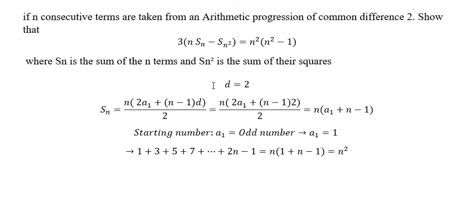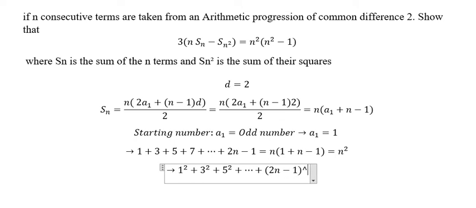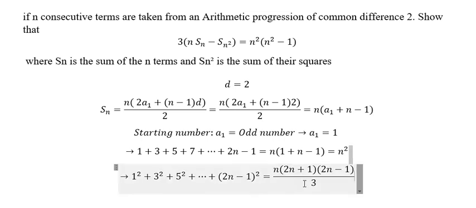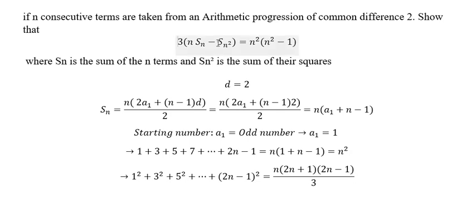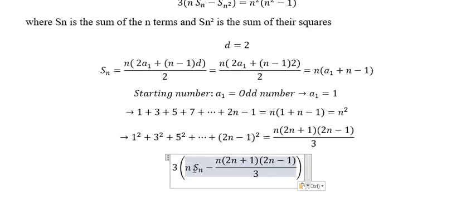And now the sum of the squares, that means we have 1 square plus 3 square plus 5 square and so on until (2n minus 1) to the power of 2. This one, we have this series in here. So after we have this one, we can put this one here, and this one is n square.